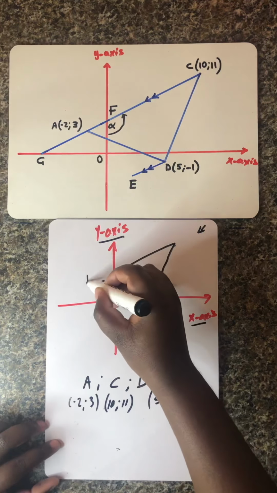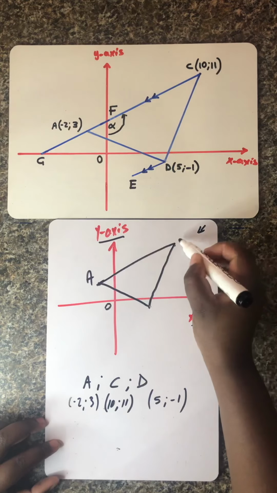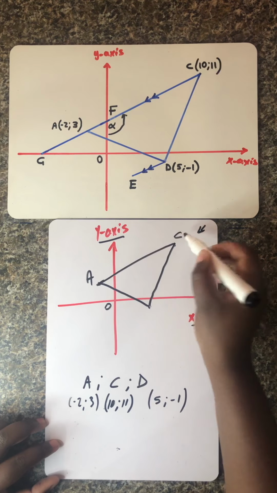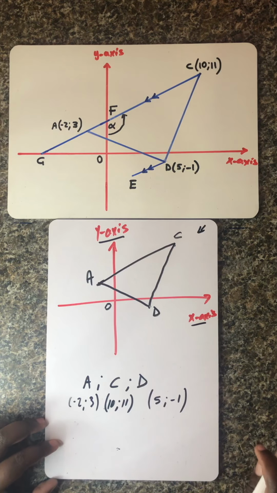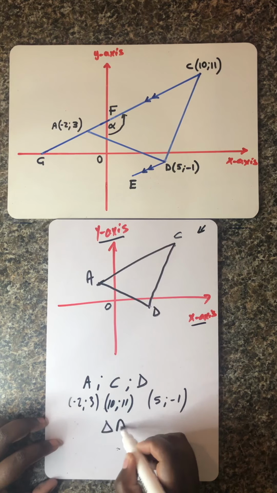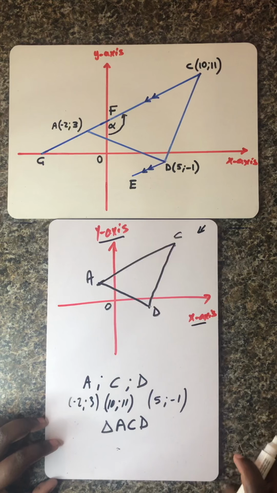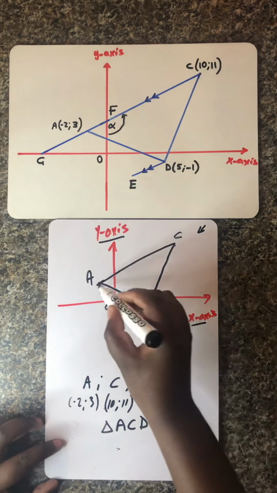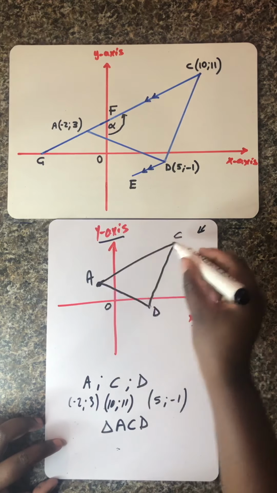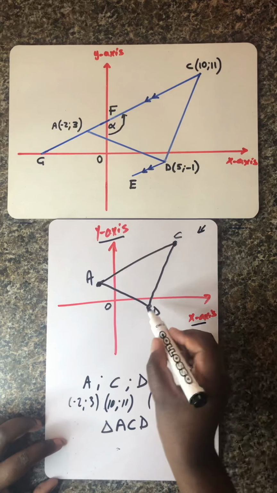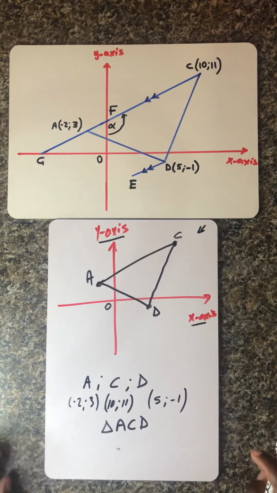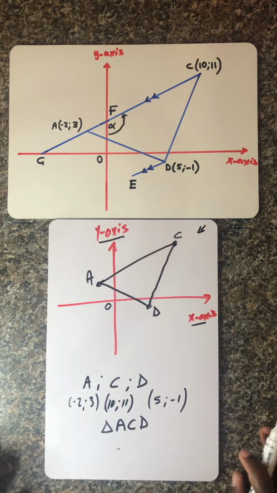Okay, ladies and gentlemen, this is our A, this is our C, this is our D. So that means we've got the vertices of a triangle, which is triangle ACD. Very much important, ladies and gentlemen. So that means you've got 3 segments: A to C, C to D, and D to A. I hope you fully understand that part.